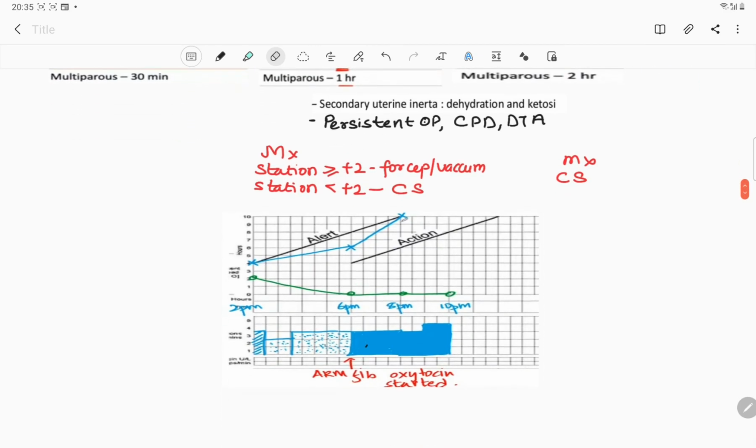For example, in this partograph, after full cervical dilatation, the second stage is reached, but there is no descent after 2 hours and 4 hours of good uterine contraction, meaning it is a prolonged second stage. So this was my lecture on partograph.